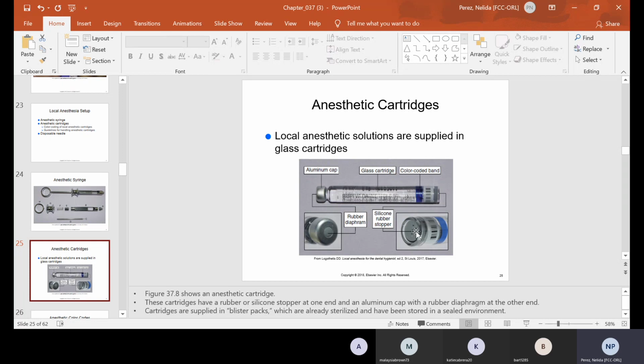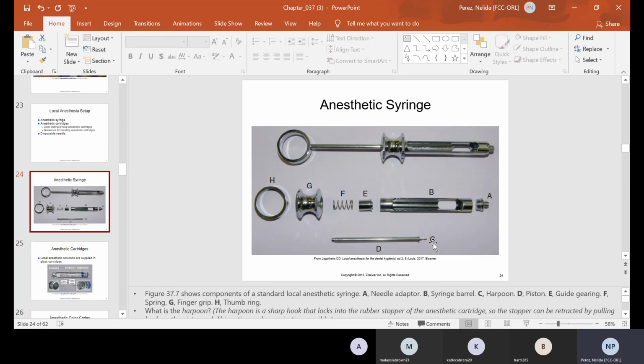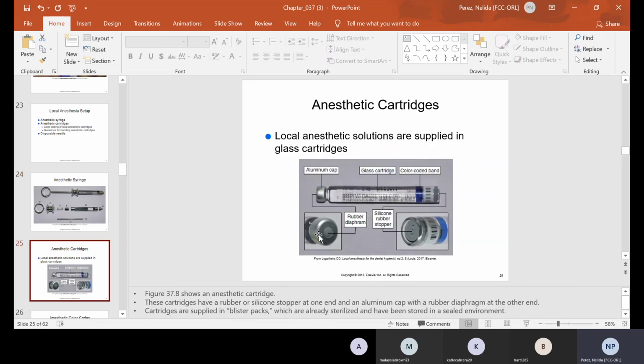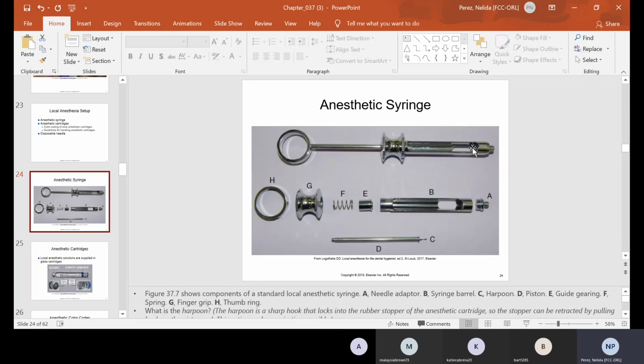Now, just so you know, this stopper goes in the harpoon. So C is the harpoon. So the stopper always comes down here, okay, in this part right here where my arrow is. The diaphragm, the rubber diaphragm, see how there's just a little hole? That's meant to be up here. So when we put the needle in, it goes right into the diaphragm, okay? And of course, the cartridge goes in the barrel, okay?